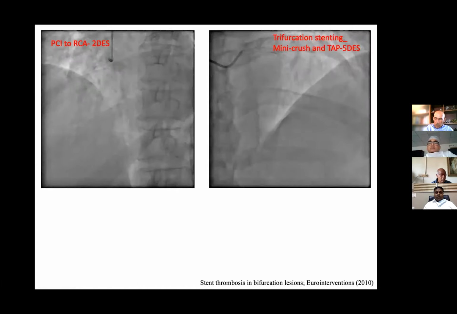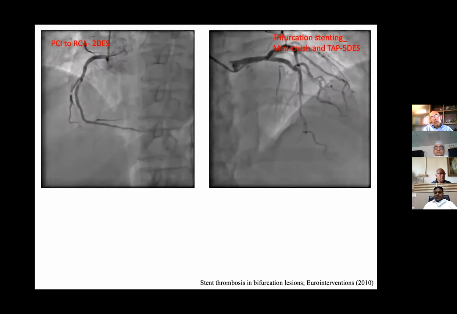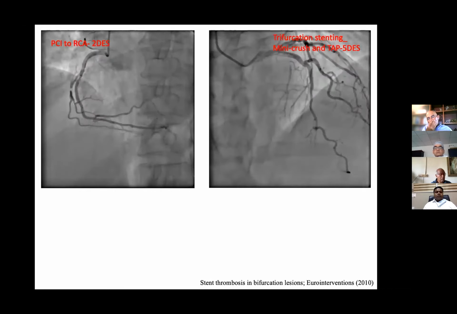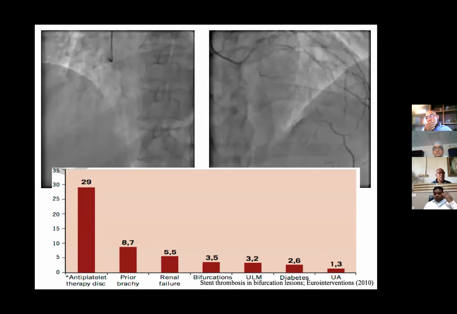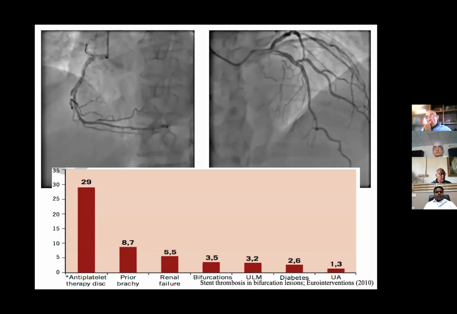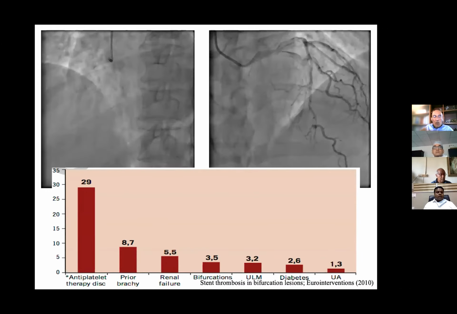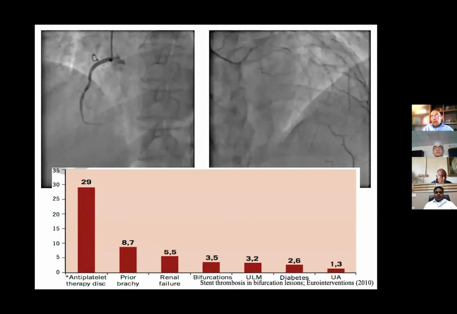And he underwent a PCI to RCA with 2 drug-eluting stents and trifurcation stenting, mini crush and TAP technique for DES. So he underwent 5 DES here, so he has 7 drug-eluting stents implanted. We know the patient characteristics related to stent thrombosis; you can see from this slide that antiplatelet therapy at discharge is one of the most important, which would determine the stent thrombosis and the long-term outcomes.